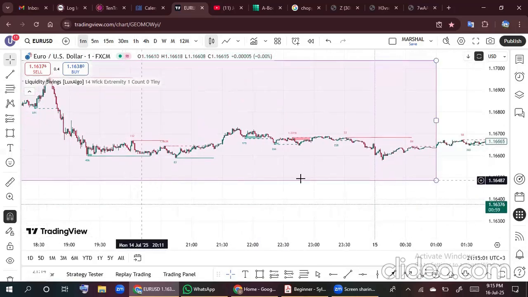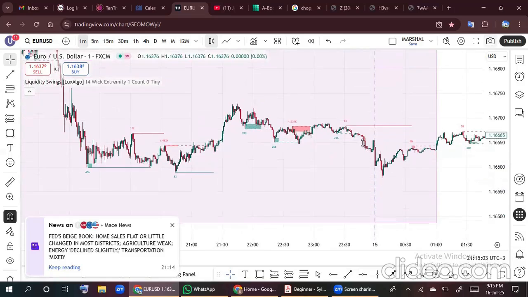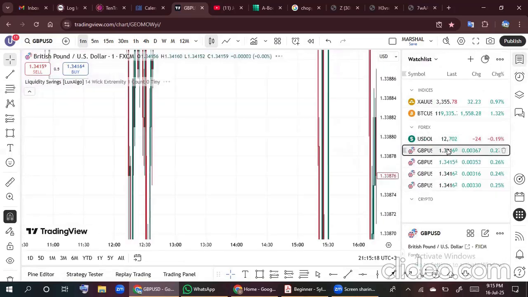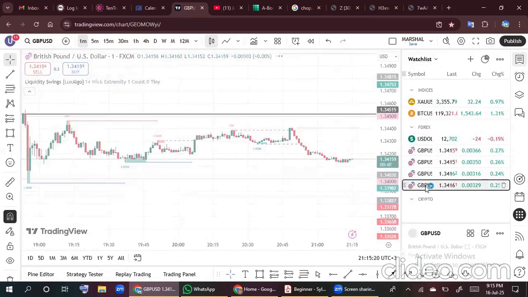So it was more of a ranging market. But that choppy market, most times you will see it when there are not so many activities on the chart. So that's the difference.